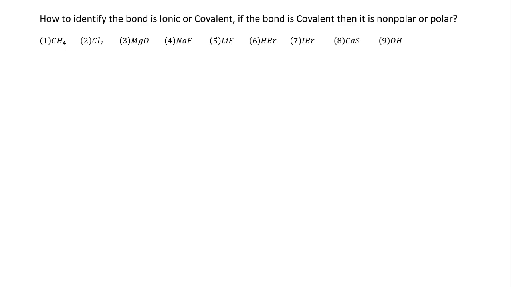Hello everyone. Today we are going to learn how to identify whether the bond is ionic or covalent. If the bond is covalent, then it is nonpolar or polar. So here we have some molecules. Before identifying the bond, we need to be able to determine the difference between ionic and covalent bonds.